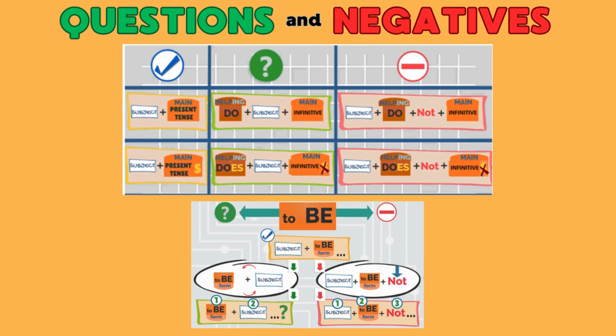There is a special order of questions and negatives with the verb to be. For the question, we just move the verb to be before the subject. For the negative, we just add not after the verb to be.